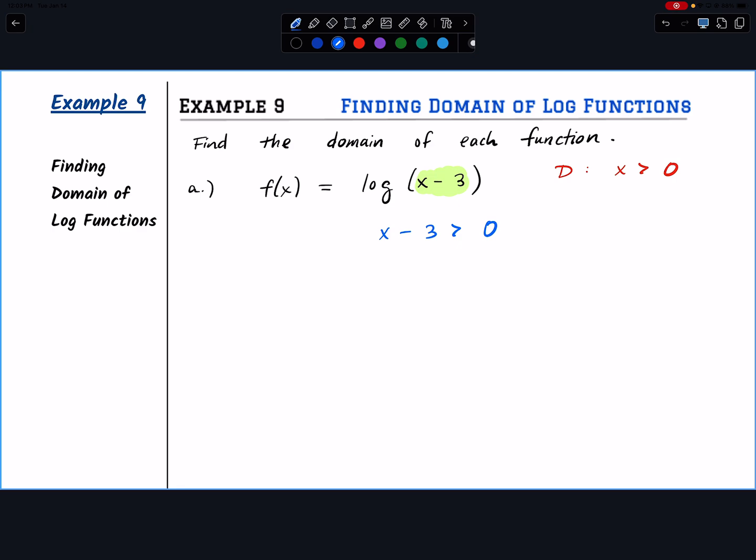So to get x by itself, do you guys agree we can just add 3 to both sides? Which means that x has to be bigger than 3. Okay? If x is bigger than 3, then it's not underlined, right? So bracket or parentheses? Parentheses. So the domain of this problem is just going to be 3 to infinity.